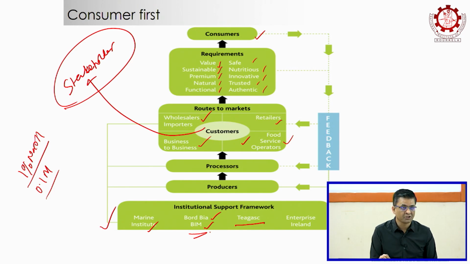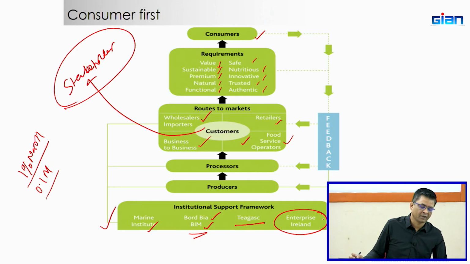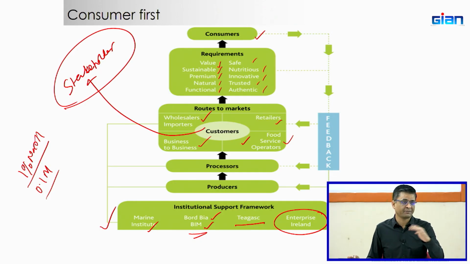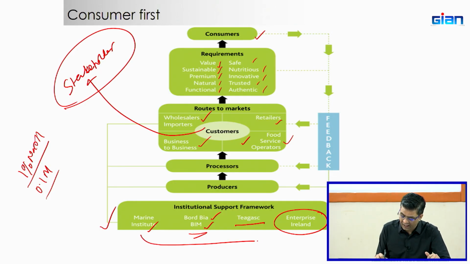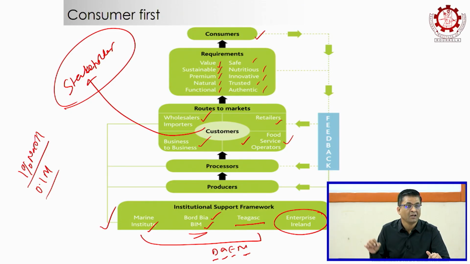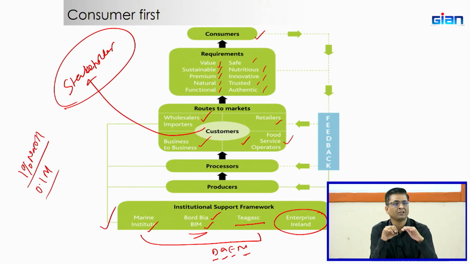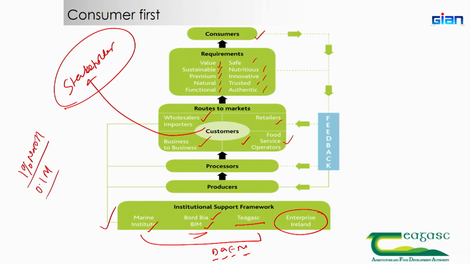These are the institutes, and Enterprise Ireland comes under the Department of Business, which is a different ministry. All these are part of DAFM, the Department of Agriculture, Food and Marine, that is the Ministry of Agriculture, Food and Marine. So, instead of calling it a ministry, all are known as departments. So that is the way the system works.